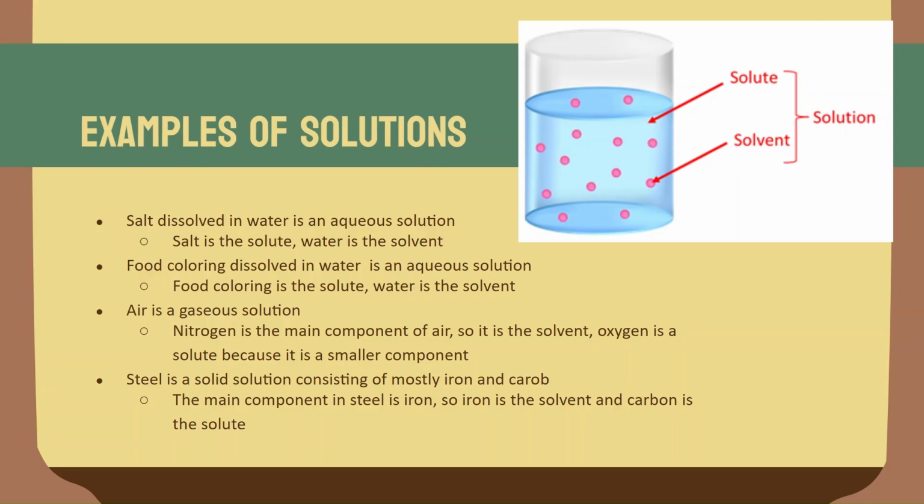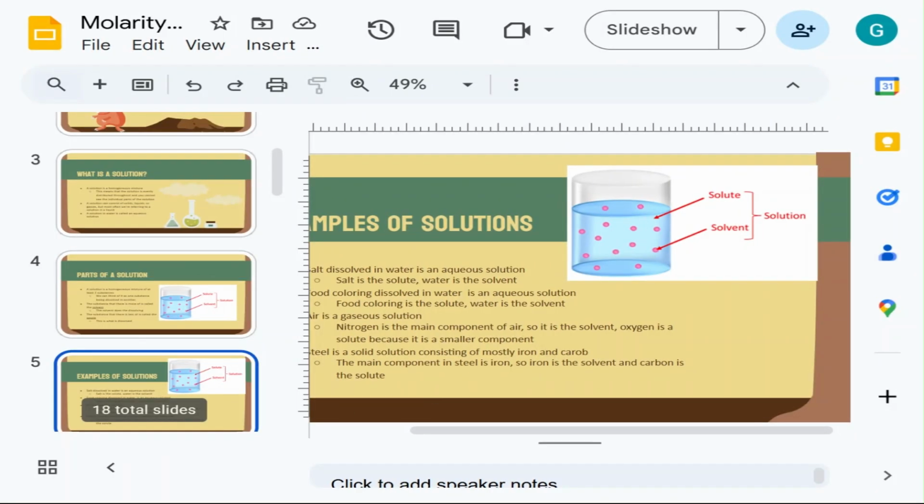An example of a solid solution would be steel. If you have a stainless steel refrigerator, that's a solution. It's a solution where that has a typo. Sorry, that should say carbon. Steel is a solution consisting of mostly iron, but it has dissolved carbon. Let me fix that.